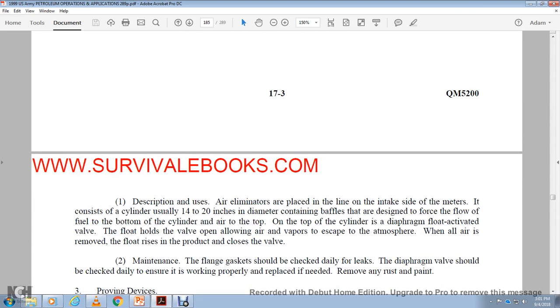Description and use of the air eliminators: they are placed in line on the intake side of the meter. Consider a cylinder, usually 14 to 20 inches in diameter, containing a baffle designed to force the flow of the fuel to the bottom of the cylinder and the air to the top. On the top of the cylinder, a diaphragm-actuated valve, with a float, holds the valve open and allows the air and vapor to escape to the atmosphere while the air is removed. The float rises when the product closes the valve.